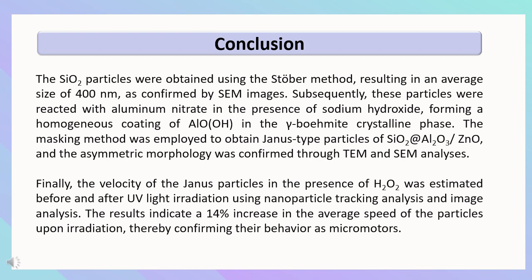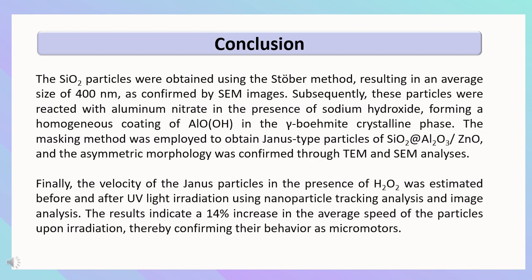The silicon oxide particles were obtained using the Stöber method with an average size of 400 nanometers, as confirmed by SEM images. Subsequently, these particles were reacted with aluminum nitrate in the presence of sodium hydroxide, forming a homogeneous layer of aluminum oxide hydroxide in the gamma-boehmite crystal phase. The masking method was employed to obtain the Janus-type particles of aluminum oxide, zinc oxide, and the asymmetrical morphology was confirmed through TEM and SEM images.